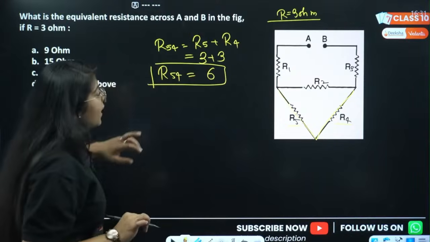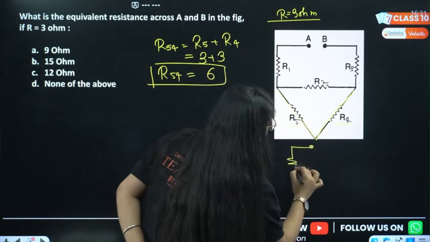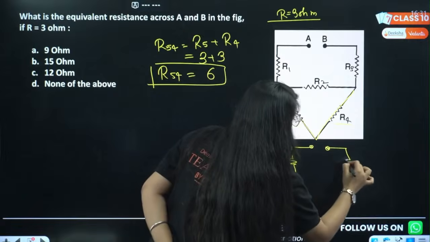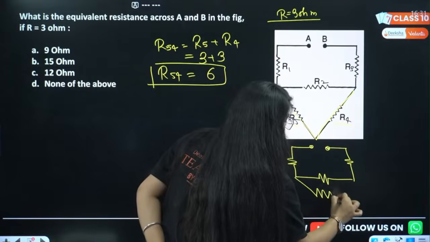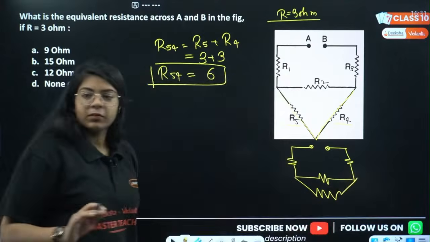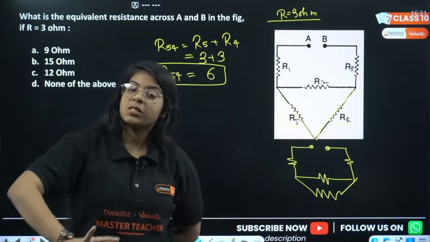That is what we got. Then this whole circuit will become something like this. Look carefully, this will become something like this. Correct? Understood? We broke down this circuit into a simpler circuit.